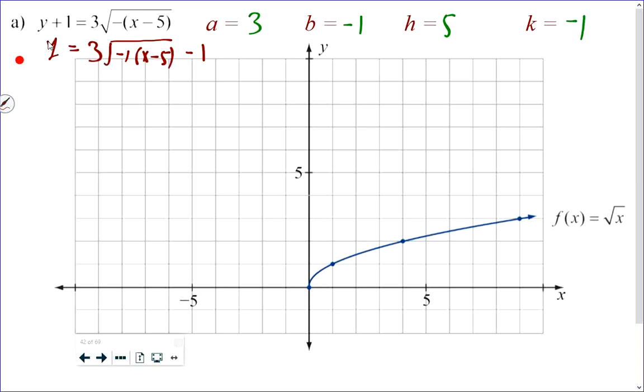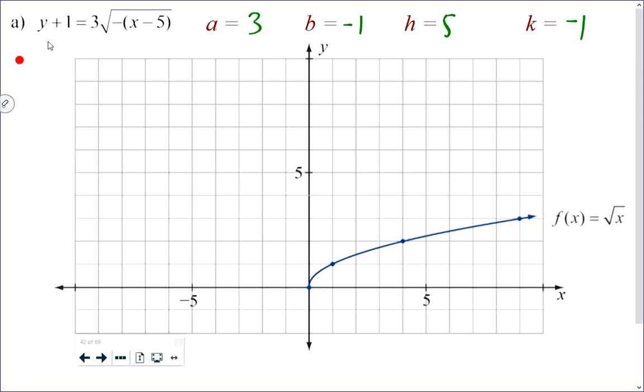I have a equals 3, b equals -1, h equals 5, and k equals -1. Are we in agreement there? Okay, no problem. So I'm just going to erase what I wrote in brown here. I think, quite frankly, you should be able to look at what the equation of the function is and see that k is -1. Like, move that over in your head.